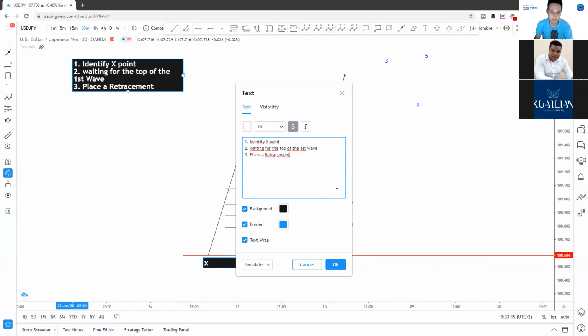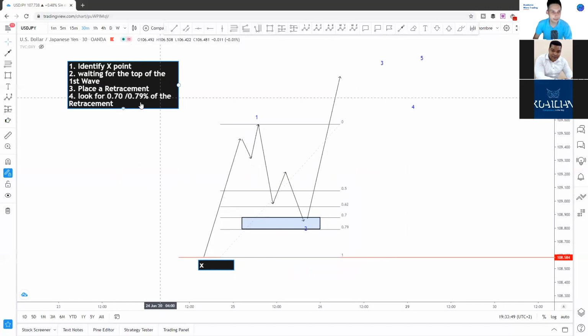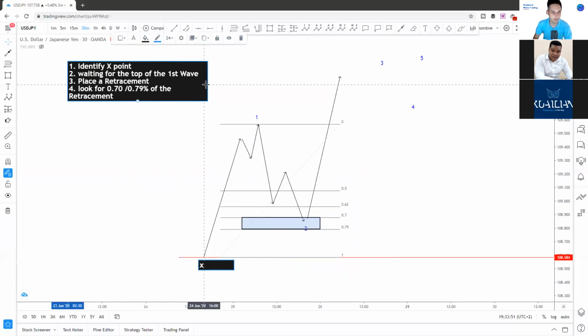Retracement, yeah? Place a retracement, and look for 0.70 and 0.79 of the retracement, something like that. Retracement, yes. Okay. 70 and 79% of the retracement. Okay, great. Thank you very much.